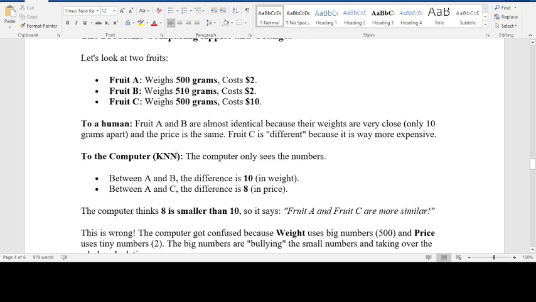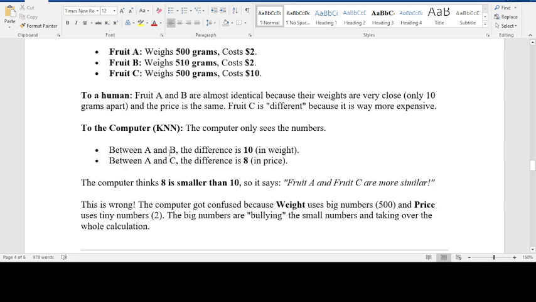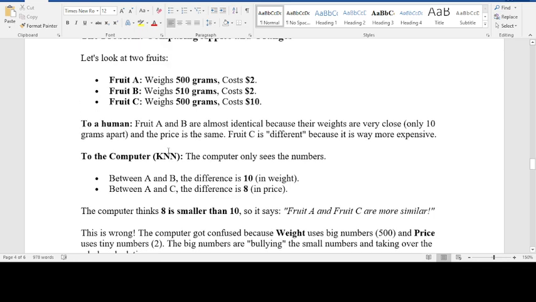But coming to the KNN regression or KNN classifier, if you take A and B, what is the difference? The computer may take the weight parameter, or it may take the cost parameter. Then what is the A and B difference? It is 10 in weight. If you compare A and C, what is the cost difference? The price difference equals 8.